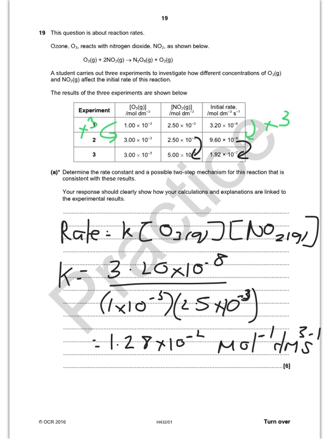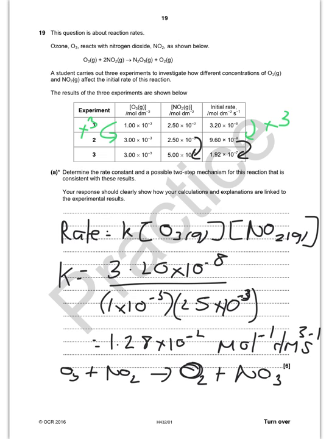Okay, so we now need to look at a two-step mechanism. So my rate determining step involves ozone reacting with NO2 to, well, hopefully give me one of my products, which could be O2 plus NO3, like so, which is going to be an intermediate. Okay, let's just make that more obvious, NO3.